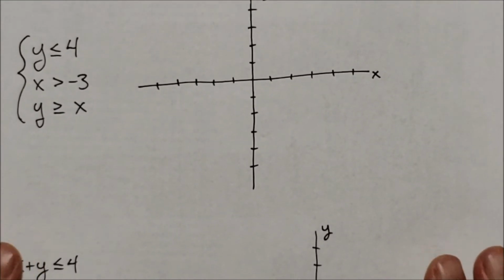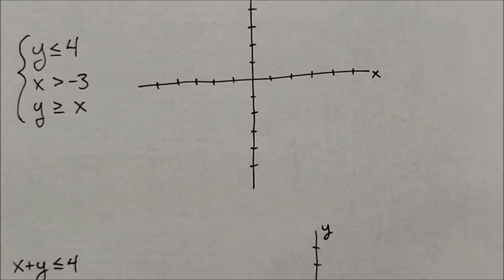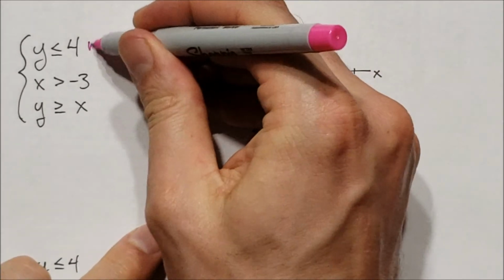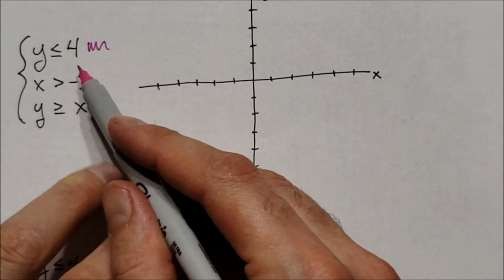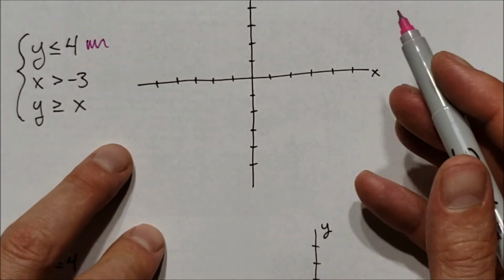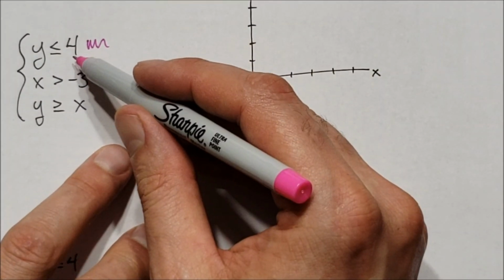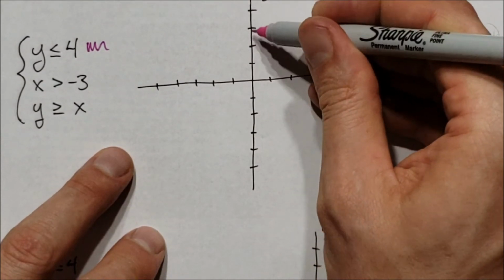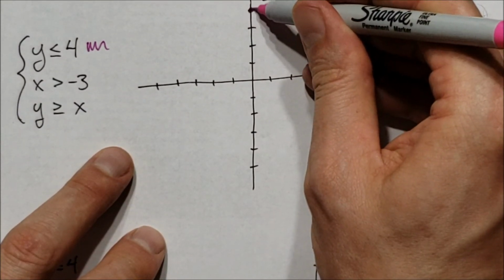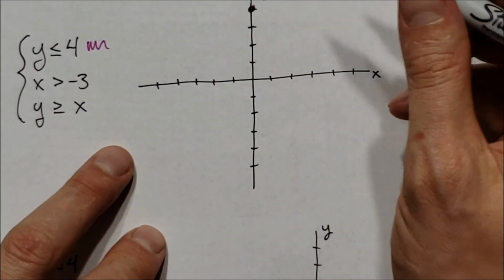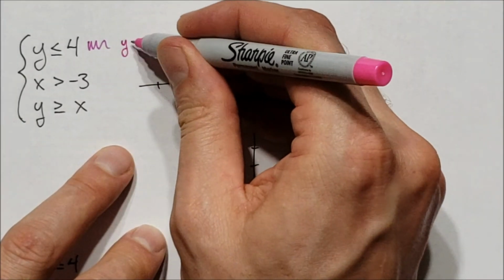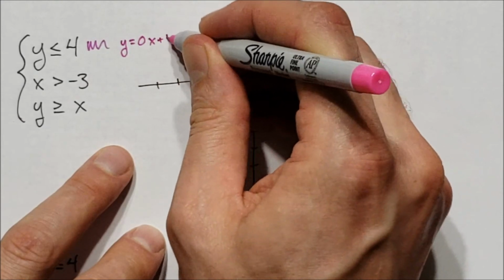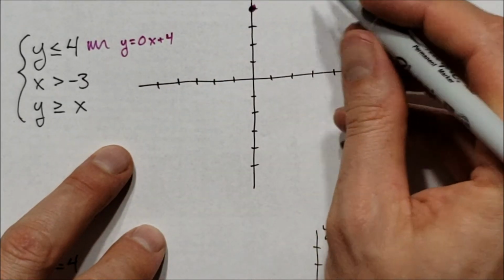Okay. All right, we'll do 2 examples here. Y is less than or equal to 4. It doesn't matter what x is, we're just looking at y is less than or equal to 4. So y is 4, 1, 2, 3, 4. There's the y-intercept, and this is going to be a 0 slope. So this is like y is equal to 0x plus 4. 0 slope, just a horizontal line.